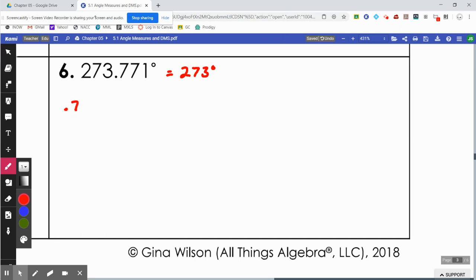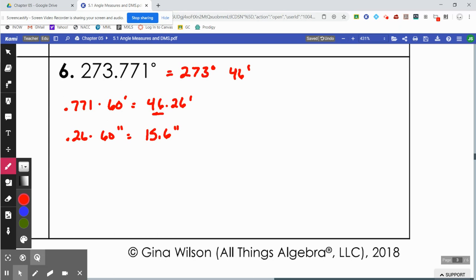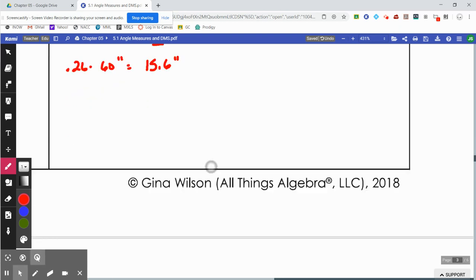So let's take the extra 0.771 of another full degree, which would be 60 minutes. Multiply it, you get 46.26 minutes, which again is a full 46 minutes with some leftover. Take the leftover 0.26, multiply it by 60 seconds, and you get 15.6 seconds. And again, that 15.6 could just be rounded up to 16 seconds. Number 7.